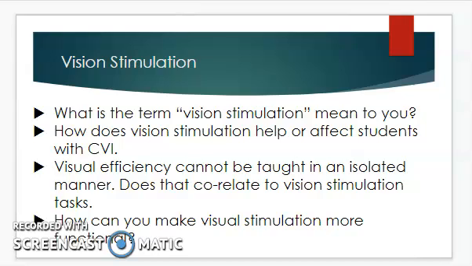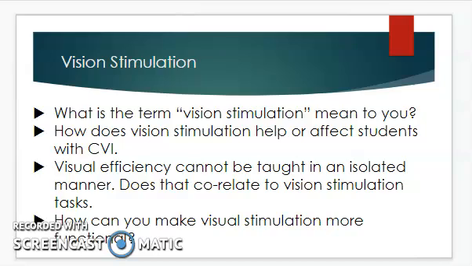So what is visual stimulation? The first thing that comes to my mind is that visual stimulation is basically activities that activate the visual pathways in our brain. So for me, it is what activates the neural pathways between the eyes and the brain. This is very much in relation to students with CVI, and CVI is a topic that we'll start covering next week. So how does visual stimulation help or affect students with CVI is another question.